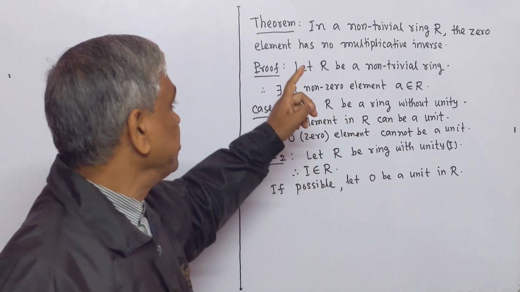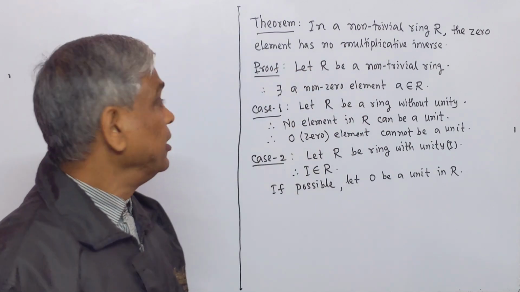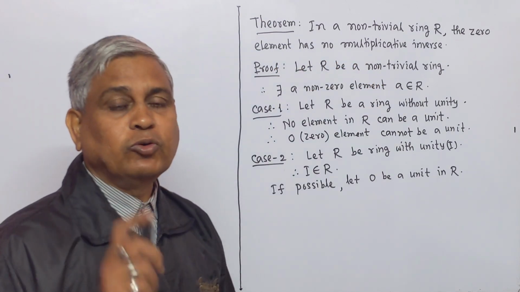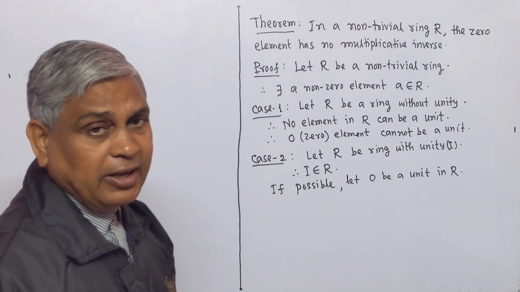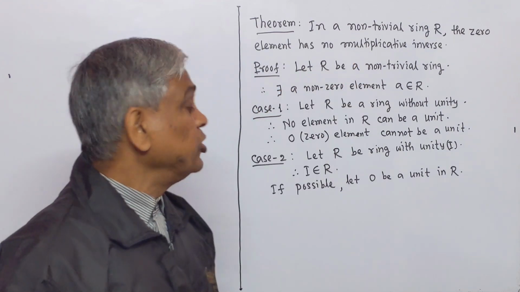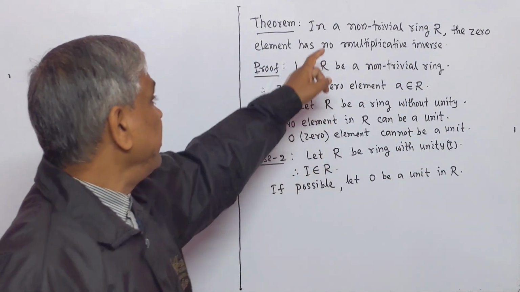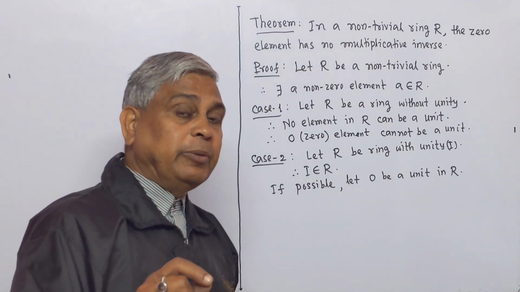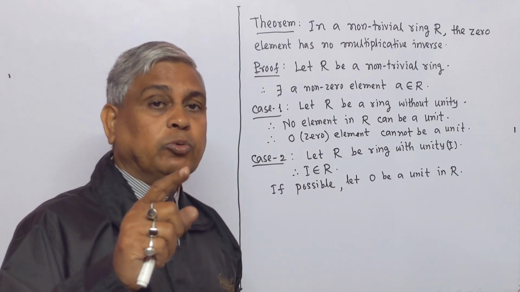Now we prove the next theorem. Next theorem is, in a non-trivial ring R, the 0 element has no multiplicative inverse. Now we prove this. Let R be a non-trivial ring. Therefore, there exists at least one non-zero element A belongs to R. Since here given that the ring is non-trivial, it has not been given that R be a ring with unity. So, we have two cases.